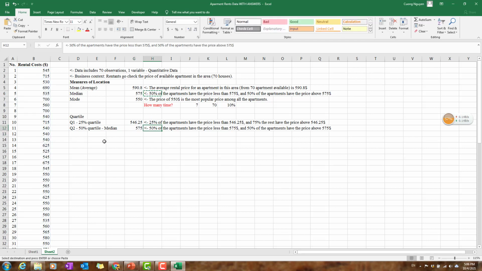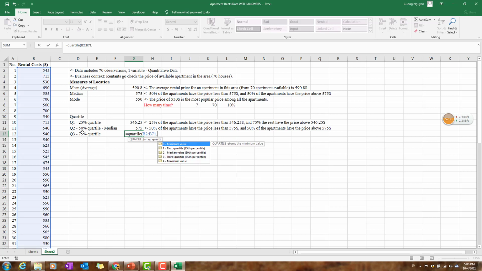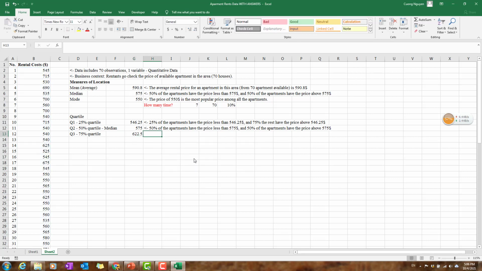Okay, this means the Q3. The Q3 means the 75% quartile. Okay, and this time the same, right? I use QUARTILE and the array from B2 into B71, and now 3. Okay, the third quartile. The idea is what I said with this one. So that means 75% of the apartments have a price less than this number, 622.5, and 25% have a price above that number, $622.5.